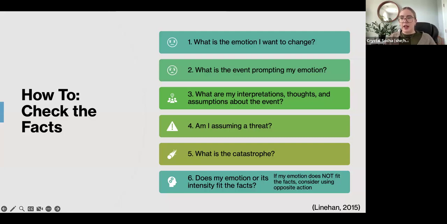So maybe I say, well, this person made plans without me, and that means this person doesn't love me. They don't want to be my friend anymore. They're never going to talk to me again. I don't know what I did. I can't believe that I didn't get invited. And now we're going down this spiral. Worst case scenario, we're thinking about every way to interpret this situation.